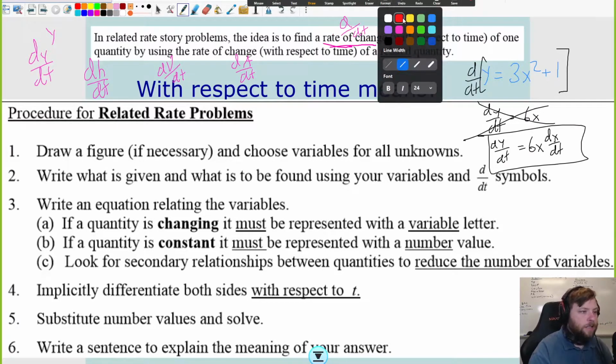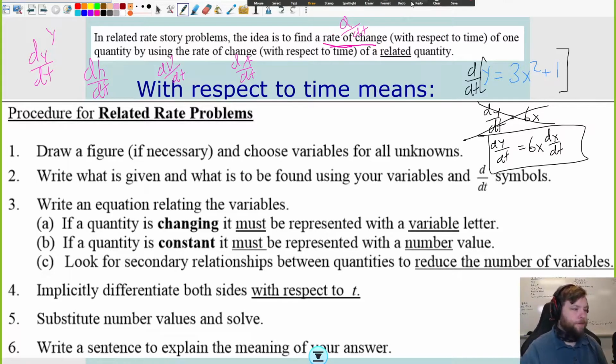So, key steps. You like steps? I like steps sometimes. Step number 1, I would draw a figure if necessary. Sometimes it says there's stuff being poured into a silo, or something's coming in and something's coming out. I like to draw a picture of this if I can to help me visualize it, or if it's some kind of shape. To me, that helps.